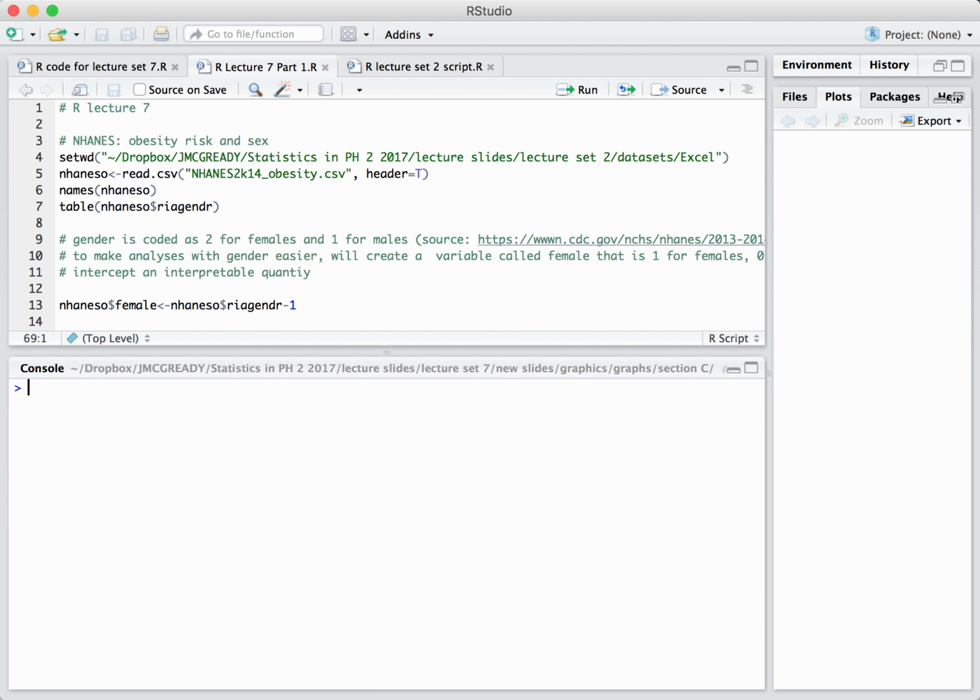In this section, we'll show you how to do multiple logistic regression with R, and I don't think you'll be surprised because it's a logical extension of simple logistic regression that we looked at before.